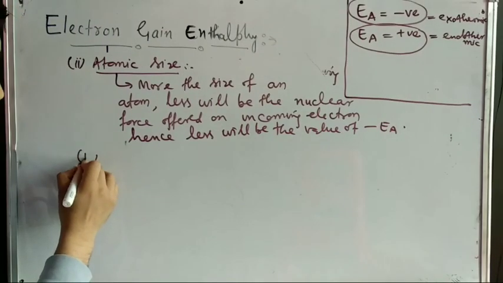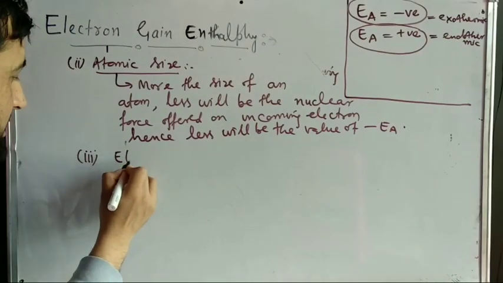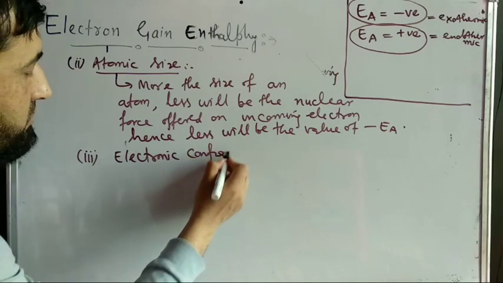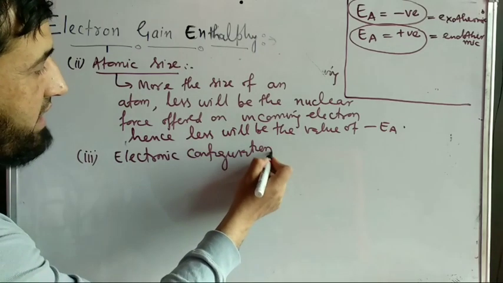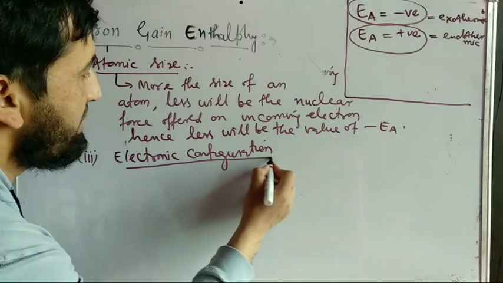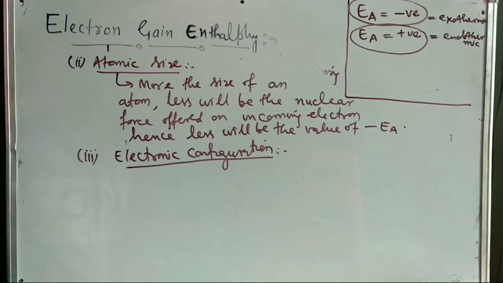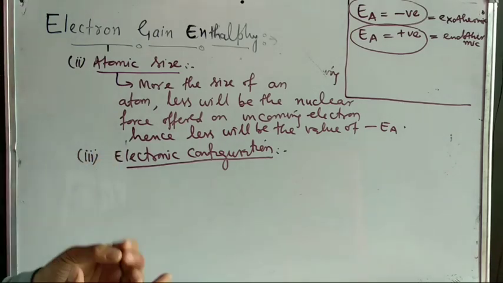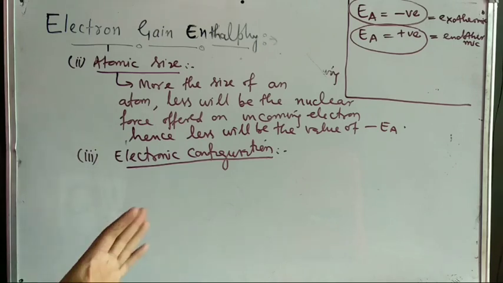Now the last factor is electronic configuration. It must be noted that the elements with stable electronic configuration have either little tendency to accept an electron or will have no tendency to accept an electron. Hence, their values of electron gain enthalpy will be either very little or they will be 0.